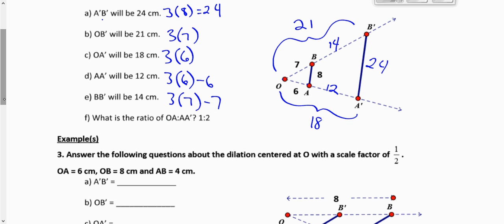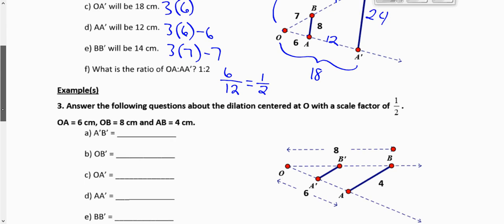Now, put your mask on. What is the ratio of OA to AA prime? What's the length of OA? 6. And AA prime is what length? 12. So let's put that in lowest terms. 1/2. Who said 2?